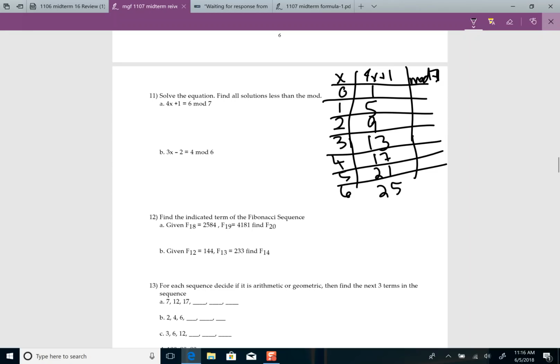Another way to see is that 4 shows me there's a difference of 4. 1 plus 4 is 5. 5 and 4 is 9. 9 and 4 is 13. 13 and 4 is 17. So you should see that pattern here. Definitely this is like a sequence.